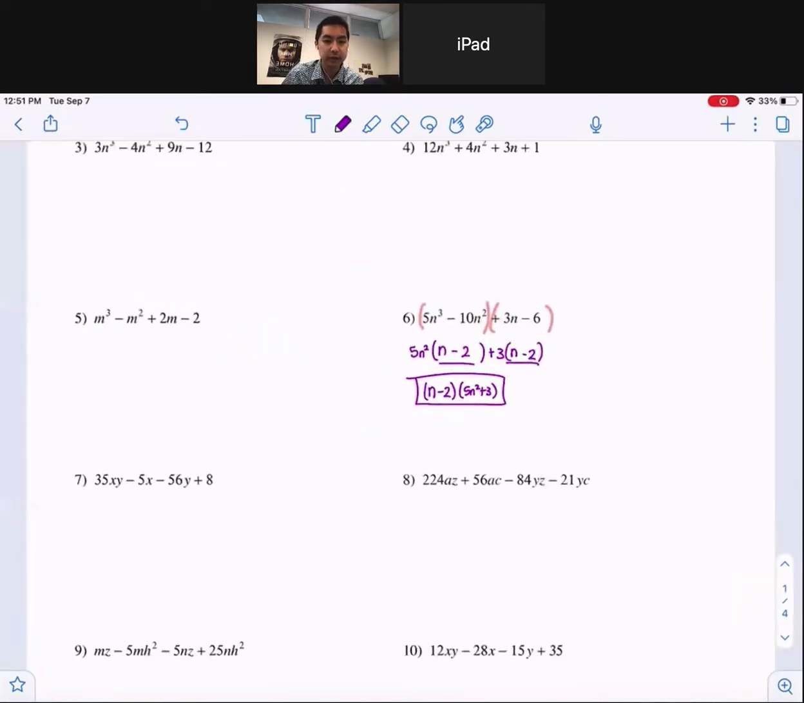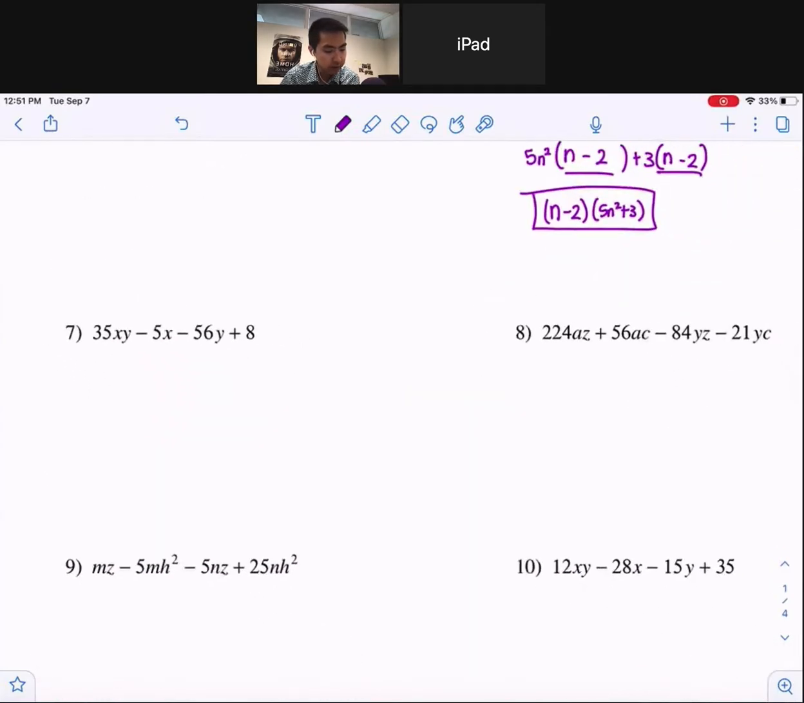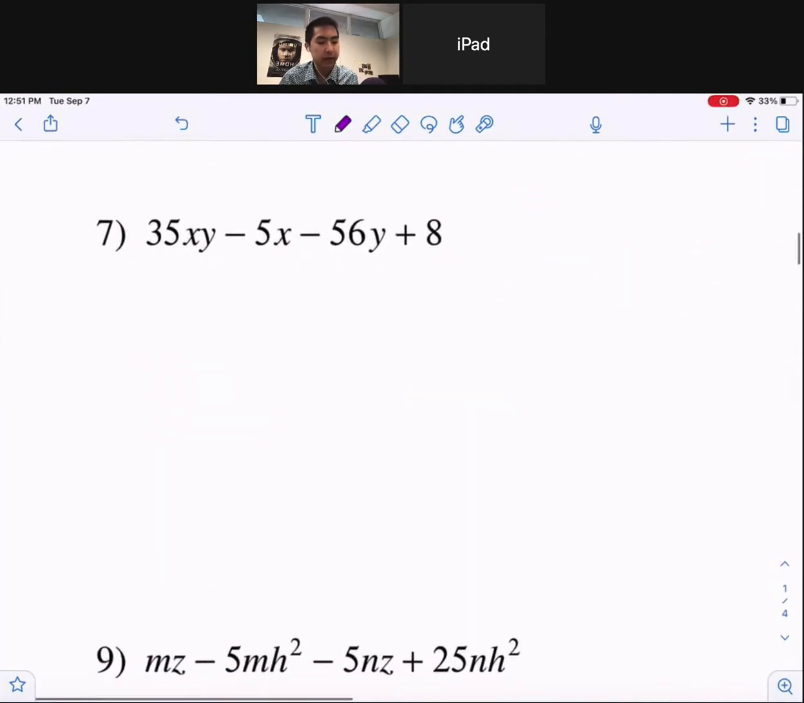Okay, so there's number 6. We'll take a look at number 7. Okay, can you factor out something from each term? No. So we're going to group these. From the first grouping, you can factor out a 5 because a 5 could go into 35 and 5. And look, they both have an x term, so I can factor out an x. 35 divided by 5 is 7. You factored out an x already, right? You took away an x from each one, so no more x and a y left over.